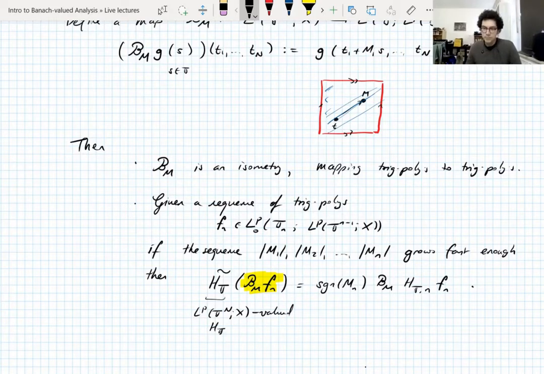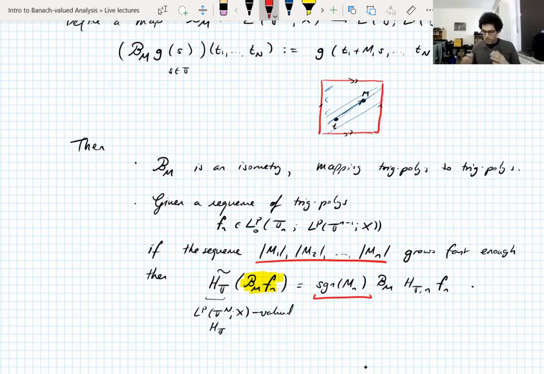This is the miracle. What this Bourgain map does is it intertwines the Hilbert transform in the nth variable with a one-dimensional Hilbert transform in the new variable s that you introduce. And there's a coefficient in this intertwining, and that coefficient is the sign of the nth term of the sequence. And that coefficient is extremely important. And this only happens if the sequence of coefficients grows fast enough in absolute value.